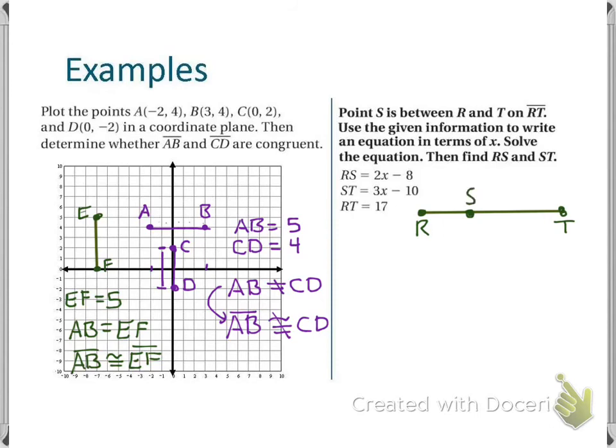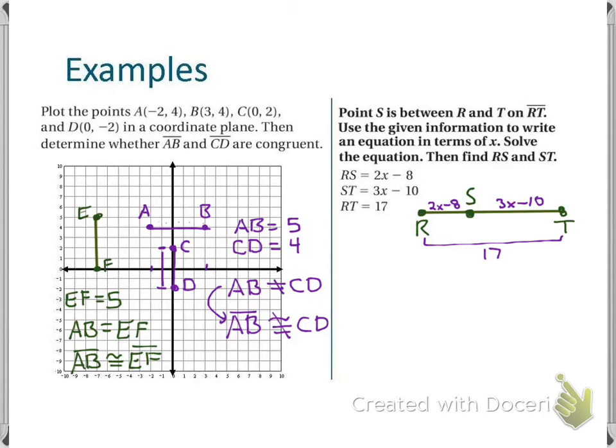Now we know RS is 2x minus 8. We know that ST is 3x minus 10. And we know that RT is 17. Now, it's asking us to solve for x and then find RS and ST. So we're going to set up and make an algebraic equation here, solve for x, then we can plug it back in to find what RS and ST are.